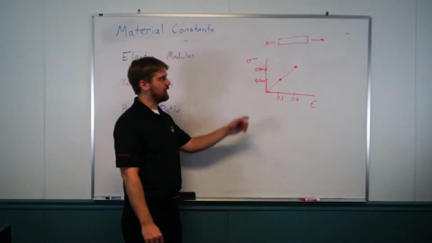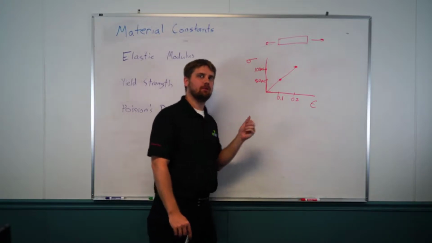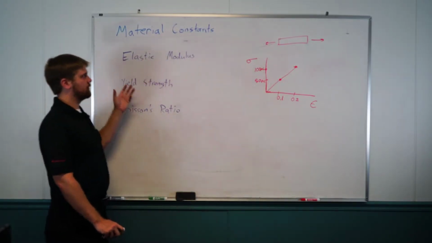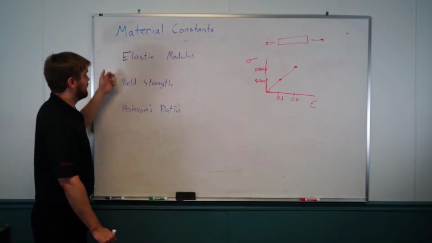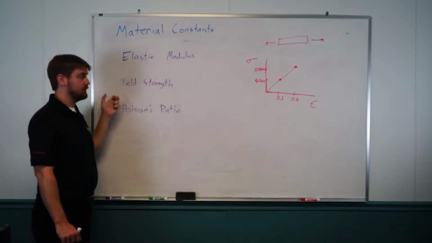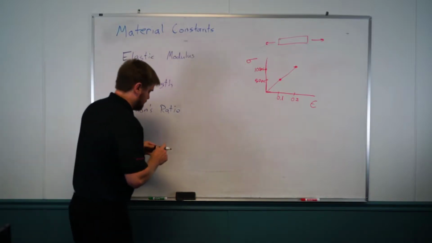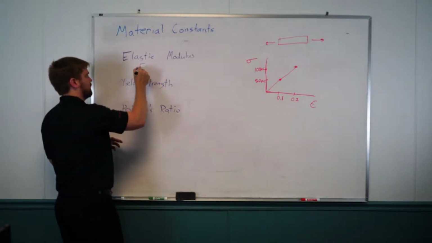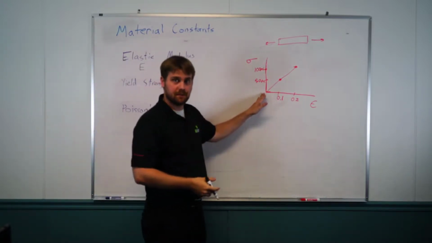The stress-strain diagram that we constructed gives us a fundamental description of material behavior. In this video, we'll talk about some of the different other material behavior descriptors: the elastic modulus, yield strength, and Poisson's ratio. The elastic modulus, typically denoted with just the letter E, describes this relationship, summarizes it.